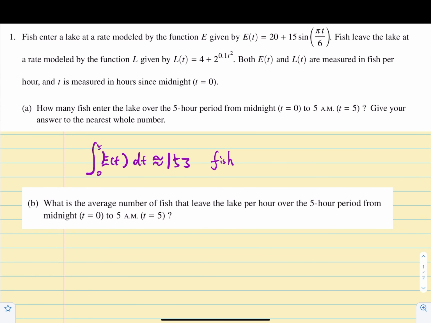Let's finish question B. What is the average number of fish leaving the lake per hour over the 5 hour period from midnight? So we need the integral of L(t) from 0 to 5 of L(t) dt, and this is the total number leaving. To get every hour we multiply by 1 over 5. Divided by 5 means that we get the amount per hour. So that equals, then we need to use our calculator again.